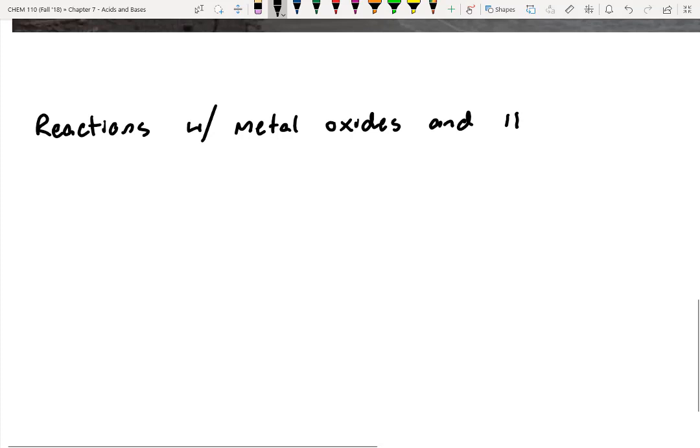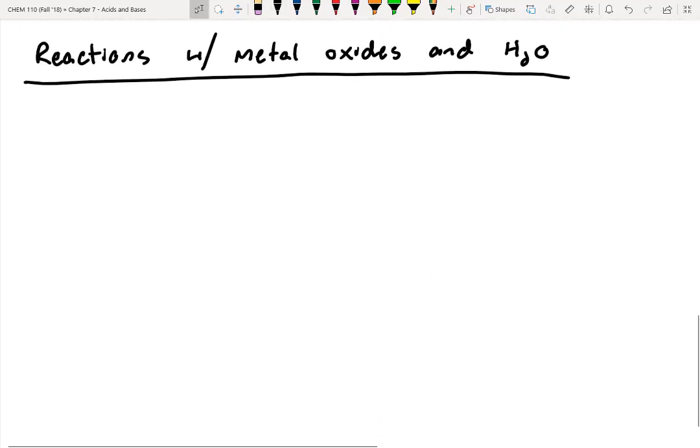So the previous ones we were looking at were all nonmetals. What do you think will likely be formed if you react a metal oxide with water? Probably get a base, right? So it will form a base.